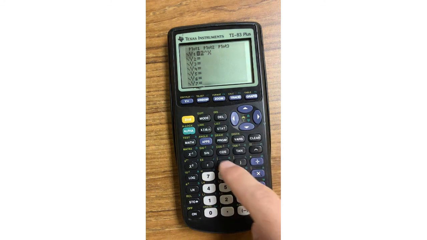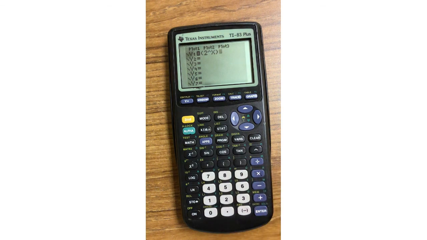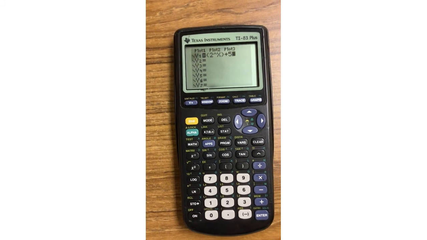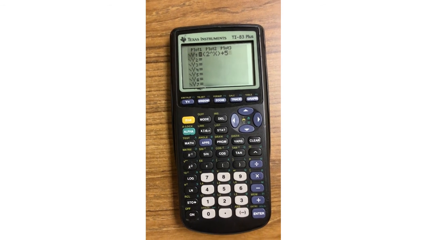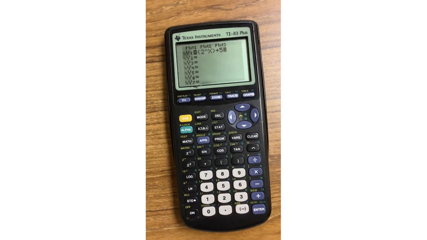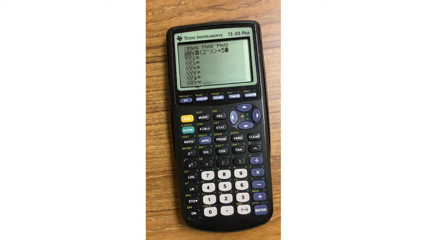And I'm going to go ahead and do this. I'll say 2 to the power of X, and then I'll add 5 on the end. The reason why I added parentheses is just to make sure that we are actually performing that operation first, instead of saying 2 to the power of X plus 5, right? That's not what it actually is. It's 2 to the power of X and then plus 5 afterwards.